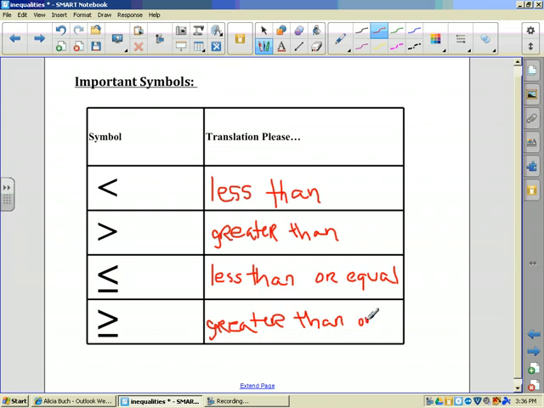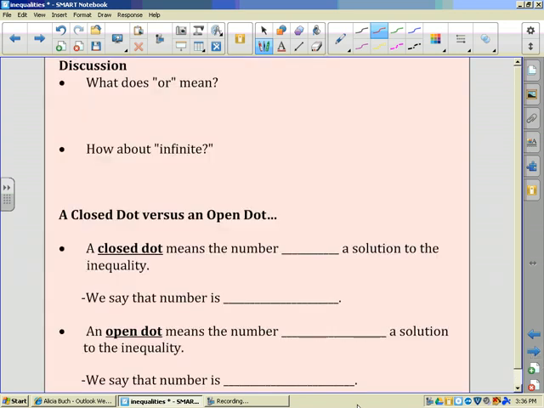So that may or may not be a new symbol for you, but now we're all on the same page moving forward. We know that it adds the "or equal to" piece. Whenever you see that line underneath, you know it adds that equal component to it. Okay? So let's keep going on.